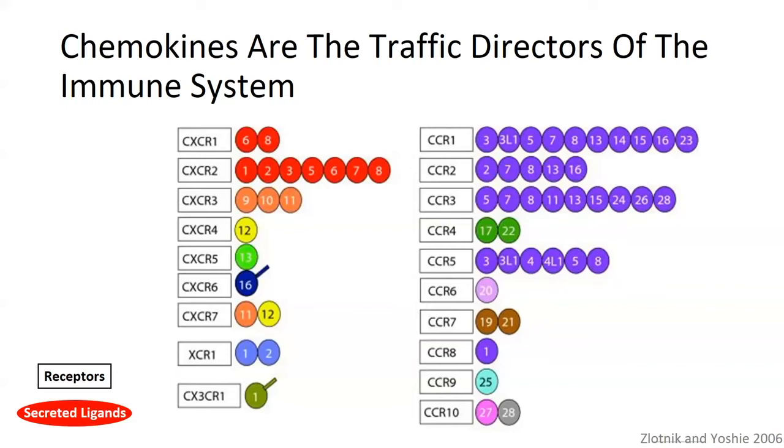And the color coding here shows the chromosomal locus that encodes these chemokines. So the same color means the same chromosomal region. So notice that there are a couple of regions that each encode a whole bunch of different chemokines. And also notice that each receptor tends to bind chemokines that are encoded in the same chromosomal region.